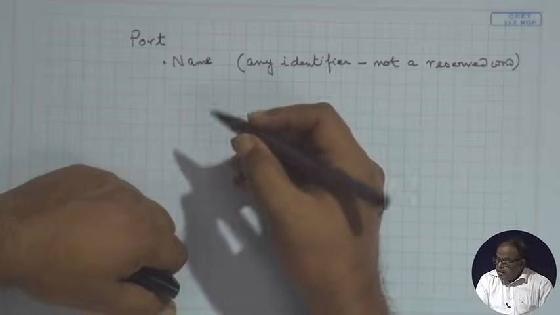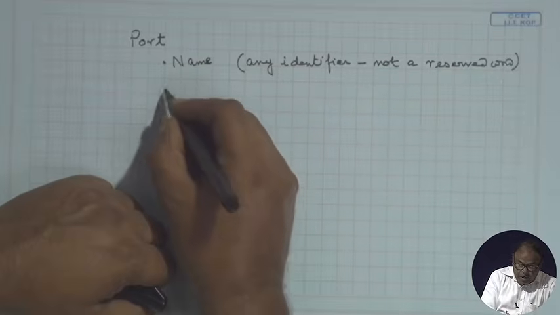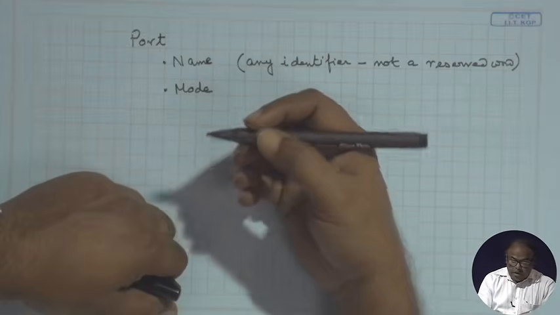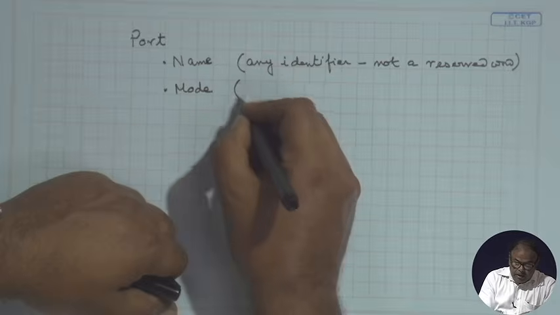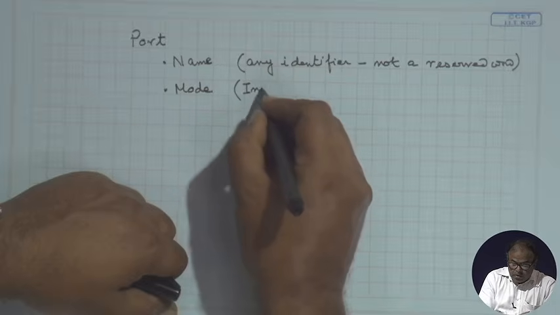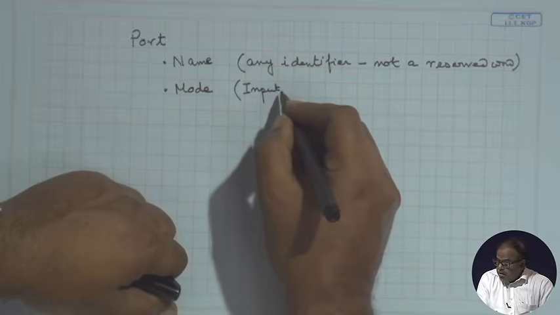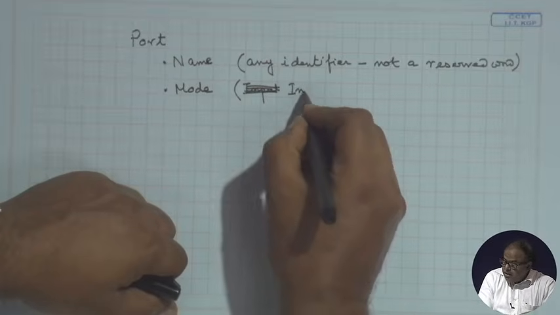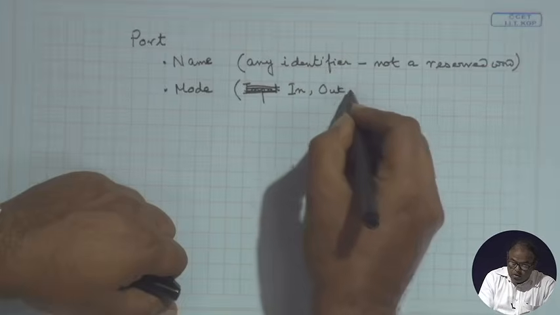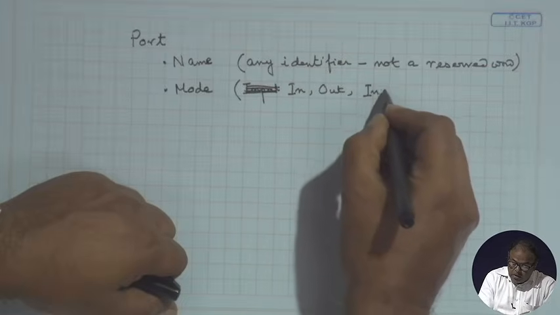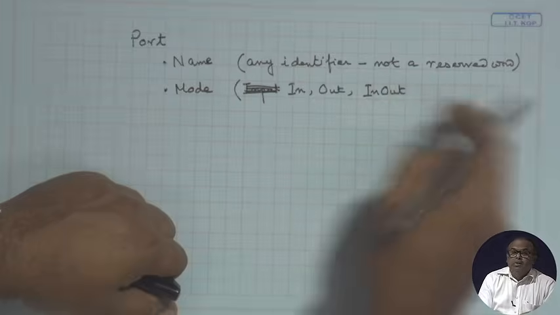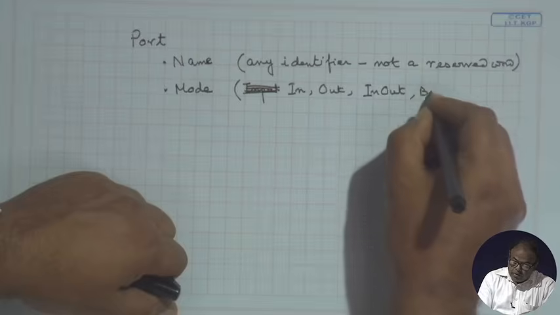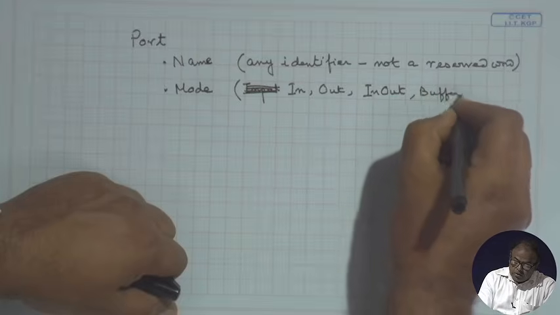All right. The other thing will be the mode, that is, whether it is an input or output. Typically we write it as in, out, or in out, which is bidirectional, or it can be a buffer also, that will store something for a while.